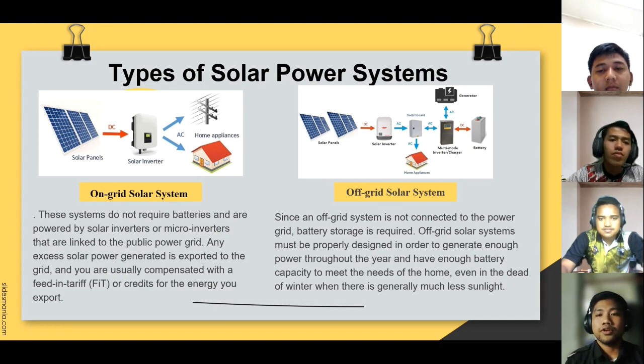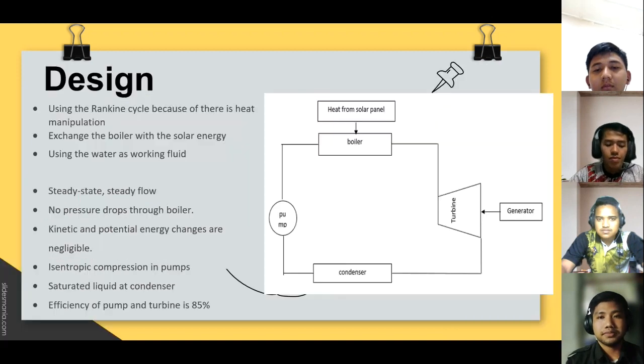For the off-grid solar system, since it is not connected to the power grid, battery storage is required. Off-grid solar systems must be properly designed in order to generate enough power throughout the year and have enough battery capacity to meet the needs of the home, even in the rainy season or winter when there is generally much less sunlight.